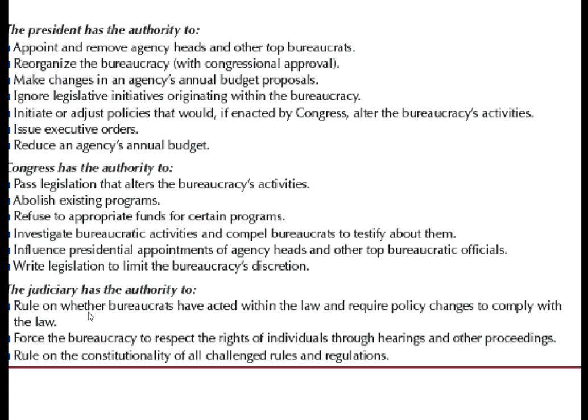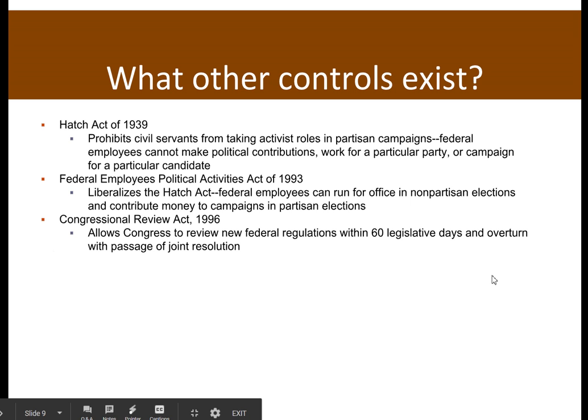The judiciary can basically make rulings as to whether regulations and policies that bureaucracies come up with comply with already existing law. And they can also rule on hearings and things that are brought up against different bureaucracies and agencies that people feel have violated their rights. So elements pertaining to the bureaucracy can go into the judicial system. And then we have a few other controls that are very important to note here.